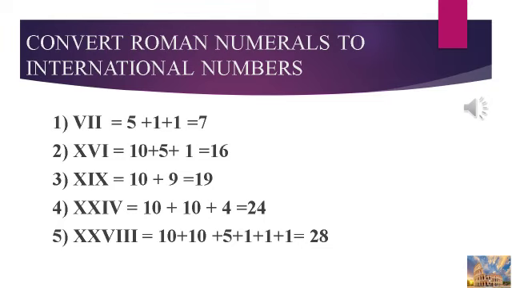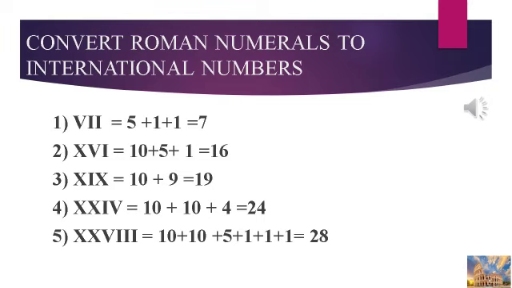In the third example, XIX, where X equals 10 and IX equals 9. So therefore 10 plus 9 is equal to 19. In the fourth example, XXIV, X X equals 20 and IV equals 4. Therefore, when we add 20 plus 4, we will get 24.